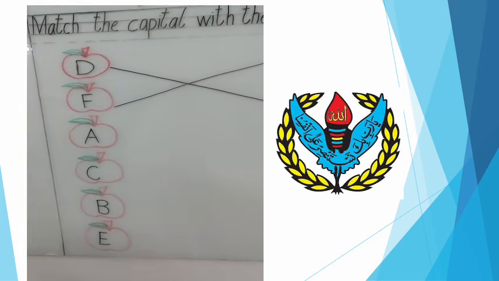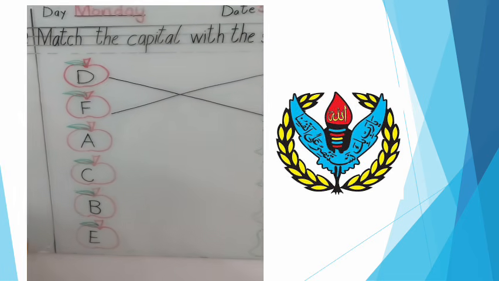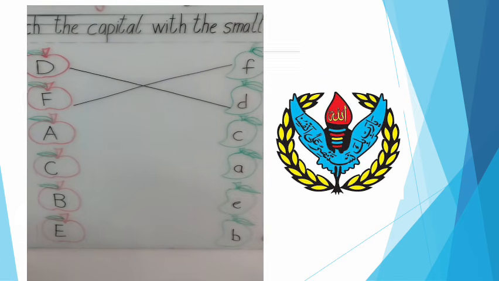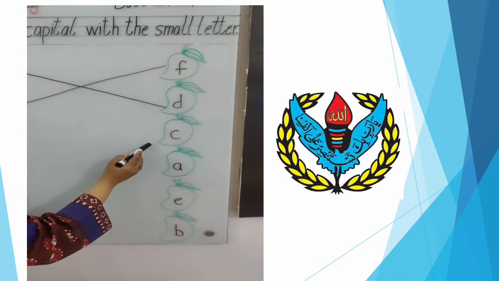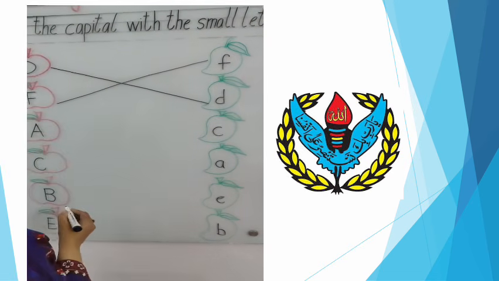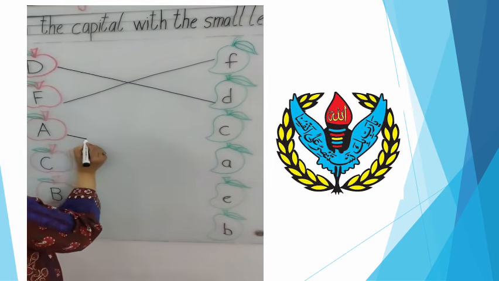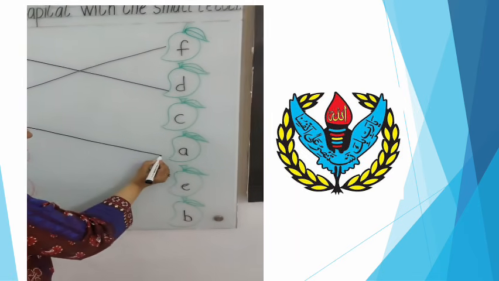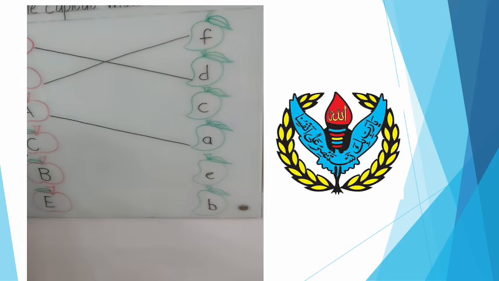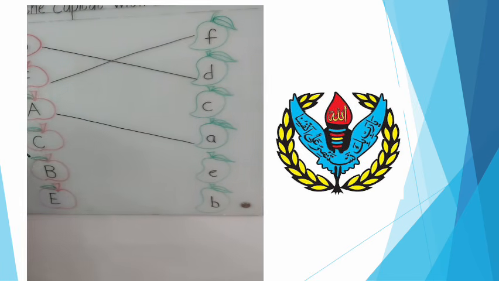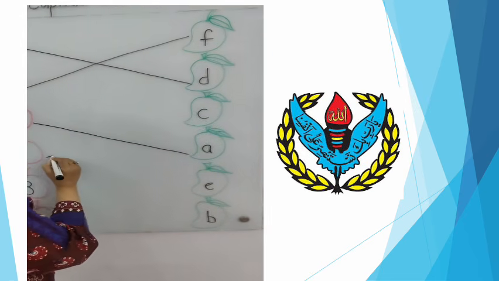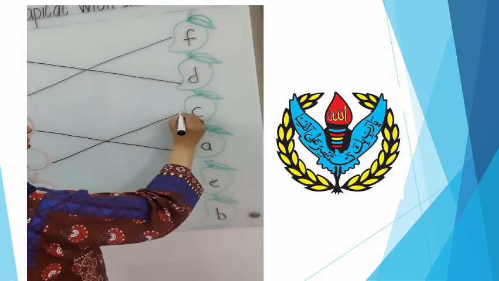Now see which alphabet is next. Yes, it is A. Now find out where is the small a. Is this a small a? No. Is this a small a? Yes. We find out the small a. Now we join the capital A with the small a with a straight line like this. Now move to the next letter. This is C. Where is the small c? Yes, it is there. Now we join capital C with the small c.